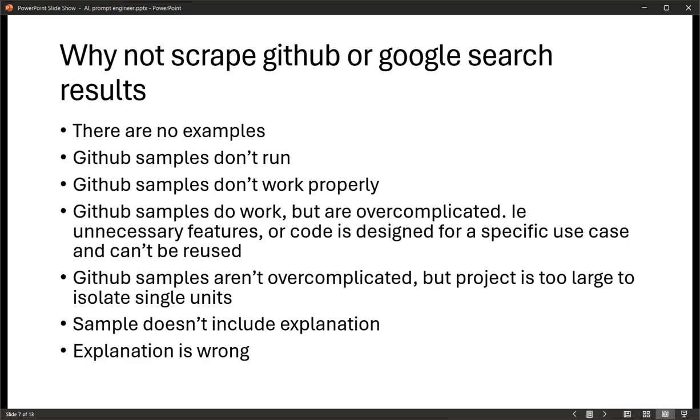And let's assume that the GitHub sample runs and it runs properly. There's also the problem that they didn't make it efficient. So a lot of times their code is overcomplicated. It has unnecessary features. It's not modular, and usually it's narrowly designed for a specific use case. You can't really copy and paste the code to do other stuff, which, as a prompt engineer, if you're trying to learn from the samples on the internet, you probably need to make some adjustments. So the fact that the code is designed for a specific use case means it is not very portable code.